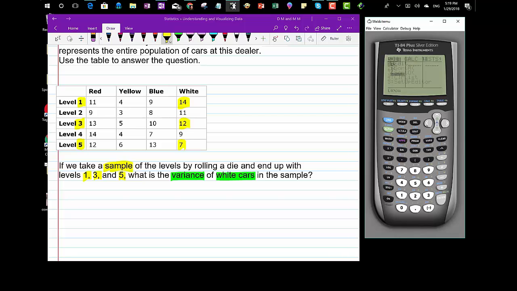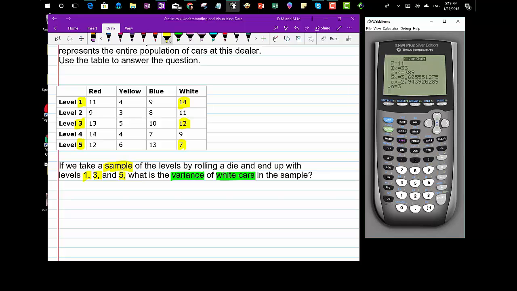So I press stat, I arrow over to calc, and I choose 1-Var Stats. That's number 1. I tell it that my data is in L1, so I press second and 1 for L1, hit enter. I don't have a frequency list, so I skip that one, and I go down to calculate and press enter.